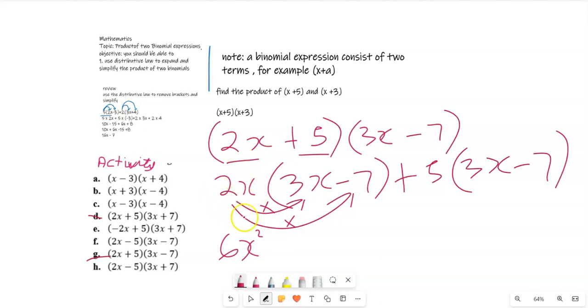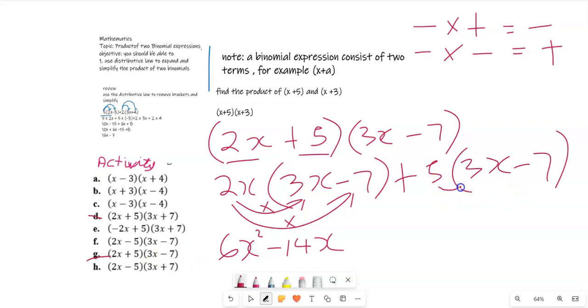Then we're going to multiply 2x by negative 7. There's only one x, so the power won't change. So that's going to be 7 times 2, 14, negative 7. So it's negative 14x. Remember, a negative times a positive is equal to a negative. And a negative times a negative is equal to a positive.